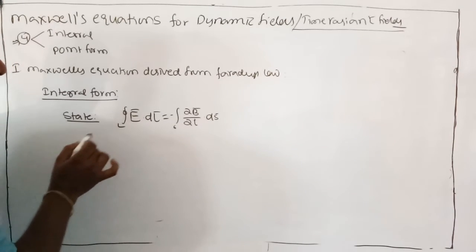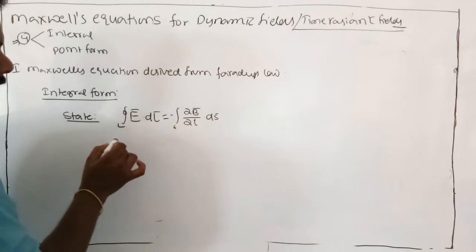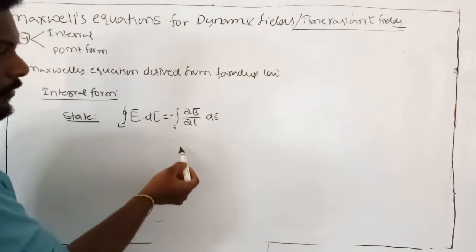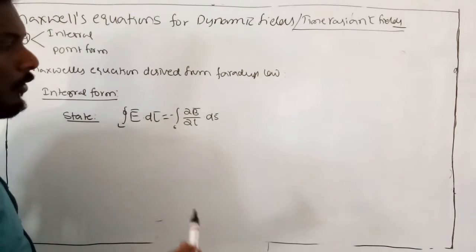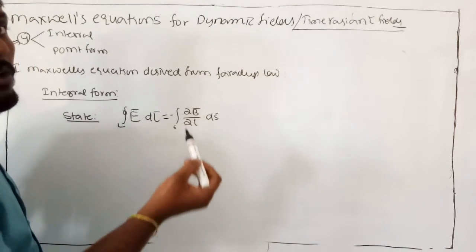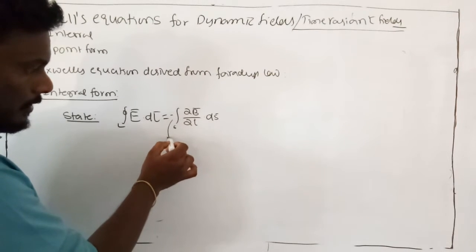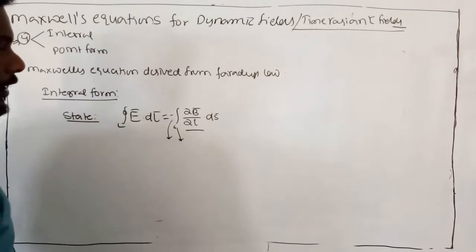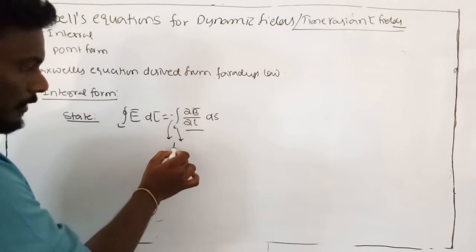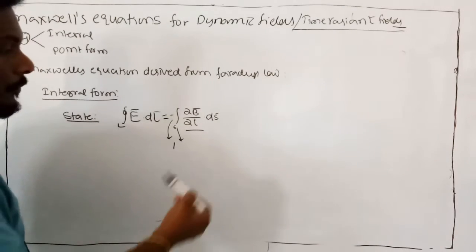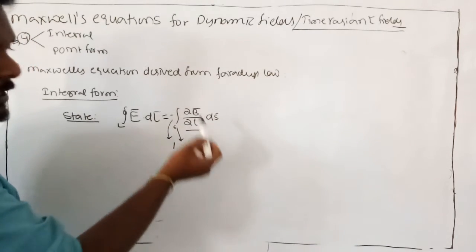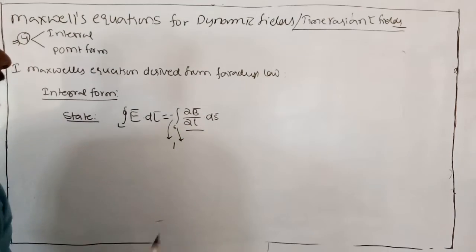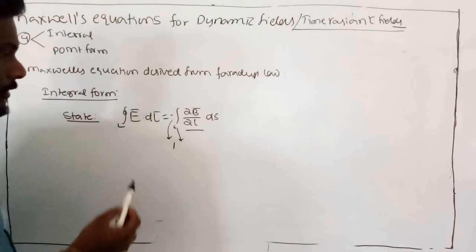So how can you state Faraday's law here? The total induced electromotive force is equal to the negative surface integration of the rate of change. See here there is a negative sign, after that you have a surface integration, then there is a rate of change. This is stated like this: negative surface integration of the rate of change of magnetic flux density, which equals the induced EMF. The definition will be like this.